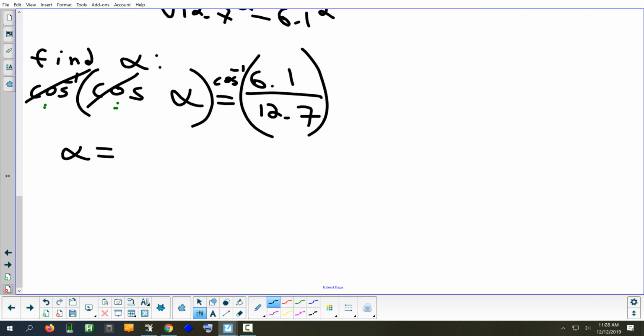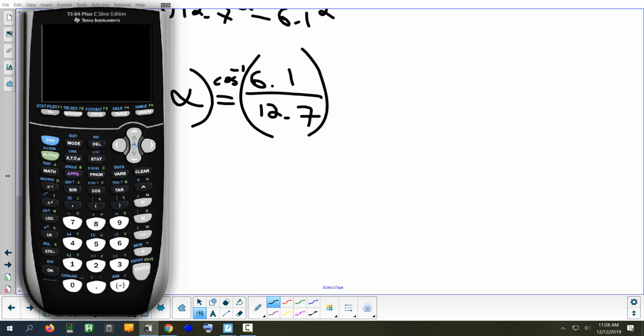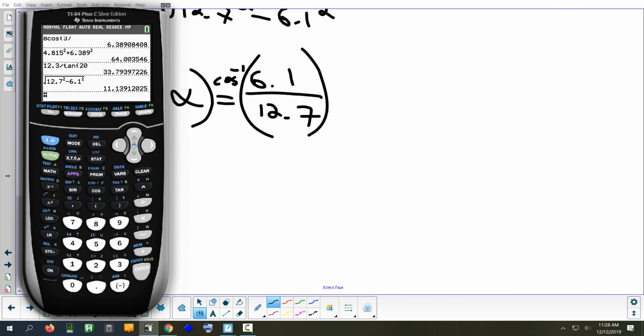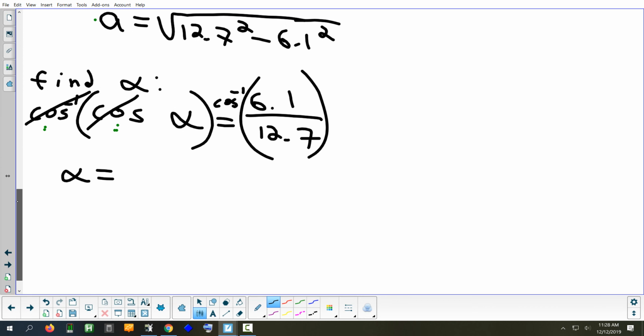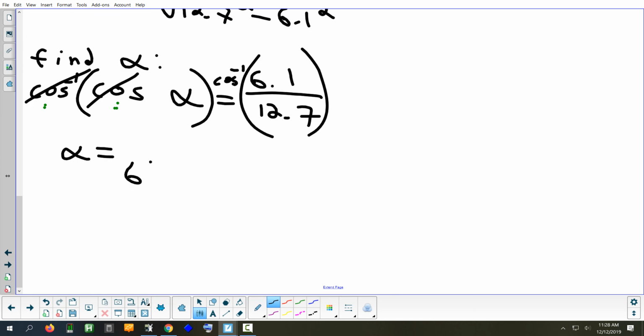Now we type inverse cosine of 6.1 over 12.7. On your calculator, you press second and then cosine. That's how you do inverse. You have to press second. 6.1 divided by 12.7. 61.294. Now, what did I just find? I found alpha. So alpha is a what in this problem? It's an angle. So what is this 61.294 what? Degrees.